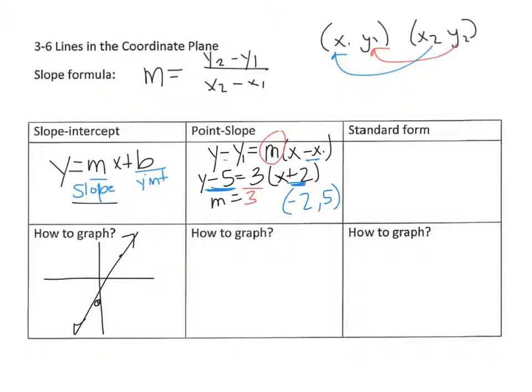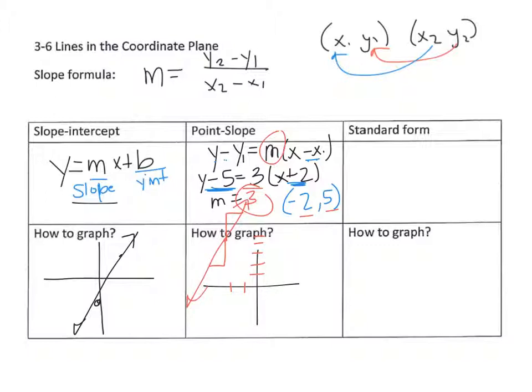To graph, you start at the point (negative 2, 5), so you go left 2, up 5, make a dot, and then you apply a slope of up 3, right 1, or down 3, left 1, and you connect the dots.